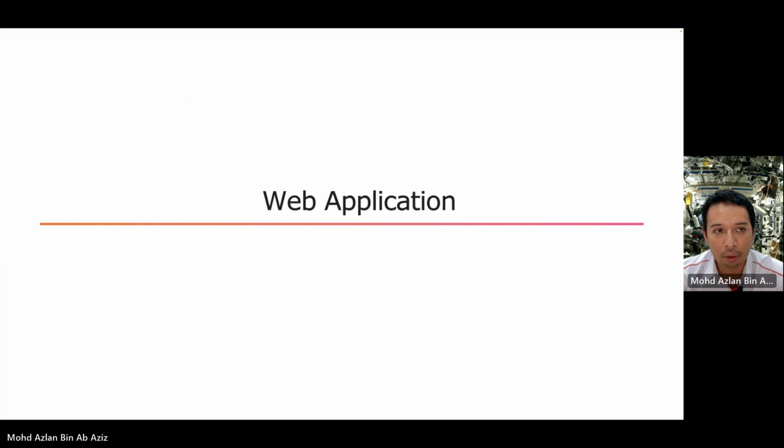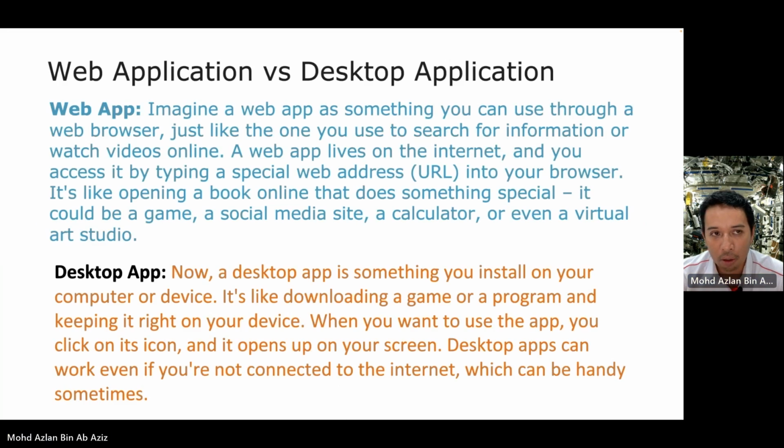Okay, so first we'll see what is web application versus desktop application. So this is the definition that I Googled. Web application is something that you can use through a web browser, just like the one you use to search for information or watch videos online. A web app lives on the internet and you access it by typing a special web address, which is URL, into your browser.